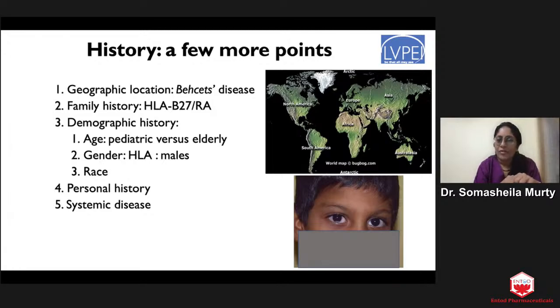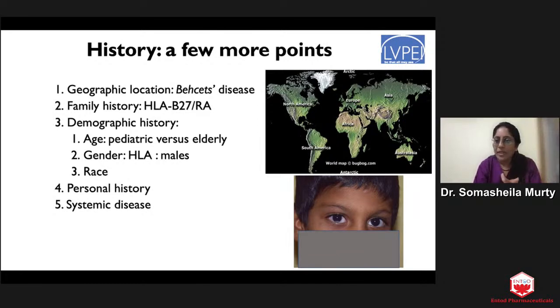Family history of some of the other patients in the same family could be HLA-B27 positive. I've also seen families where the parents or some other member has rheumatoid arthritis, and the patient who's come to you is HLA-B27. So you could have family history like that.